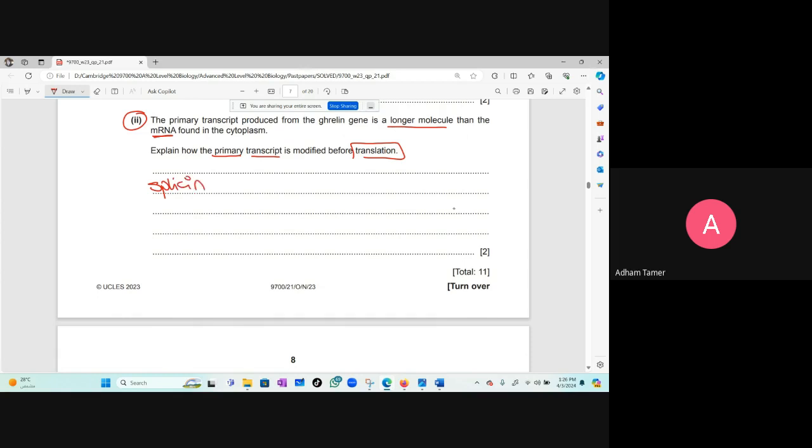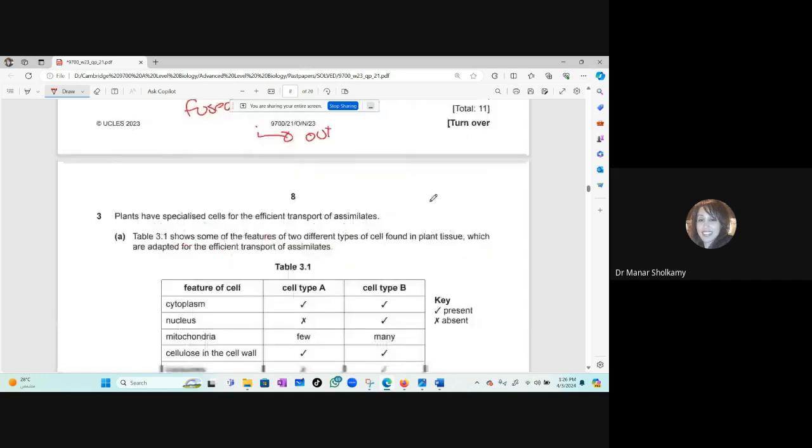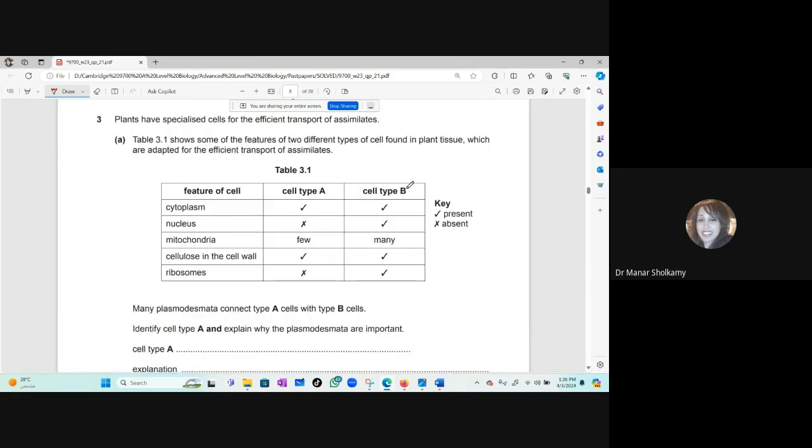Introns are removed and exons are attached together. Good. What are introns? The coding or the non-coding sections? Non-coding parts. Non-coding. Yes, continue. Non-coding sections of the DNA or the messenger RNA. Yes. And the exons, which are coding? The exons are the coding sections, they will be fused. That's it. And they will go out and bind with the ribosomes. Very good.